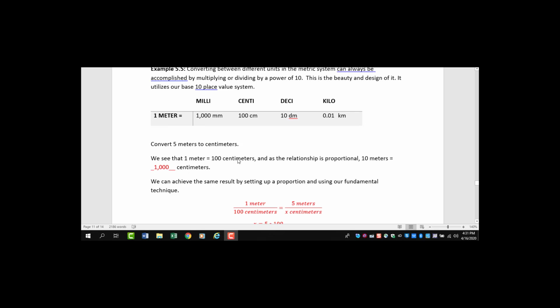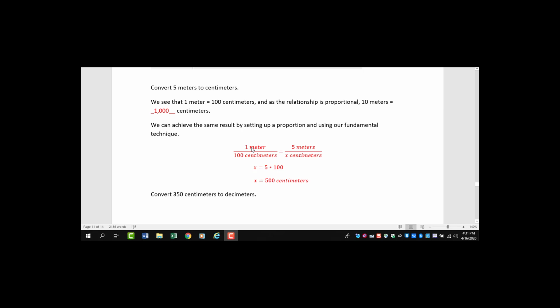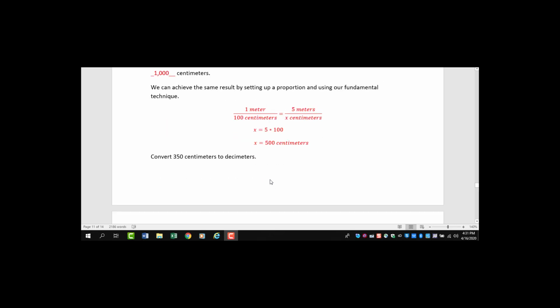So 1 meter equals, we're going to convert 5 meters to centimeters. And really the easiest way to do it is to say 1 meter is 100 centimeters, so 5 meters is 500 centimeters. But you can also set up a proportion like they did here. 1 meter is the same as 100 centimeters, therefore 5 meters is the same as how many centimeters? Cross multiply and divide, and that's what you get.